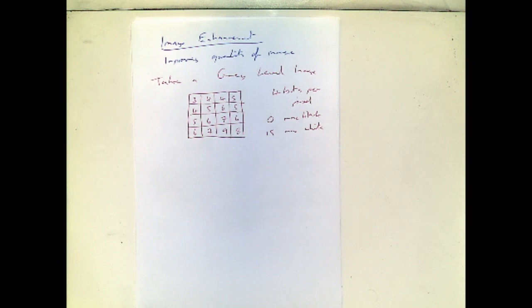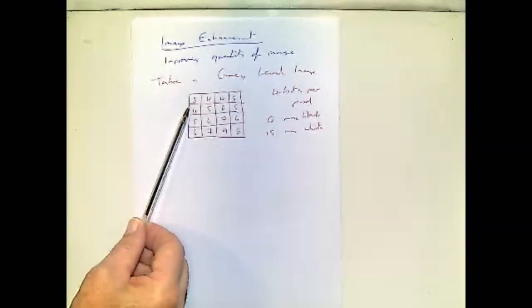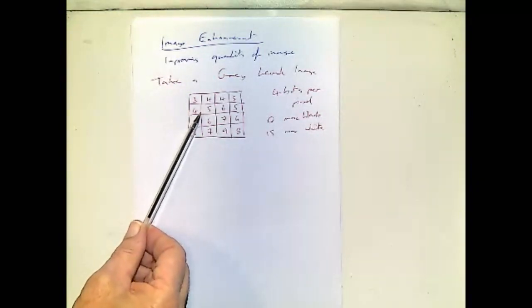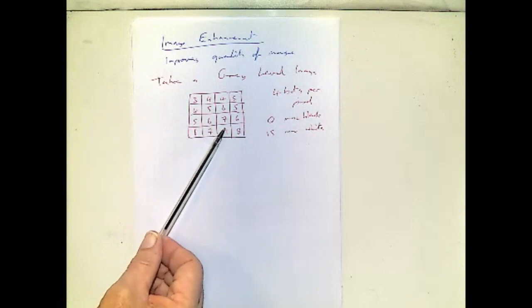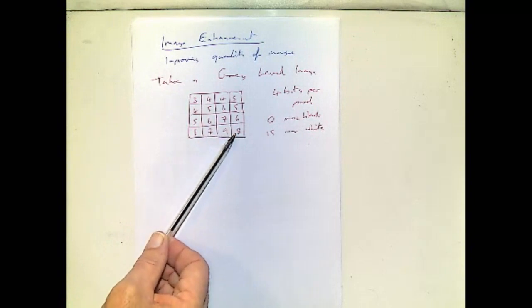Well, I reckon it's a sort of varying shades of grey. It's going to start in the top left-hand corner, pretty dark. It's going to get lighter as it goes across 5, 6, and 7. As we come down here, it's going to get lighter.